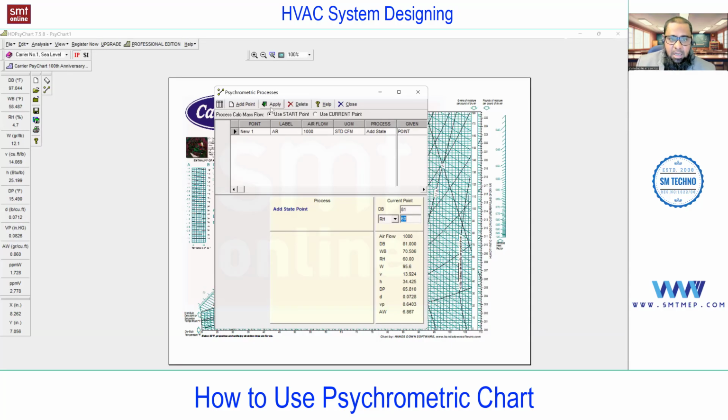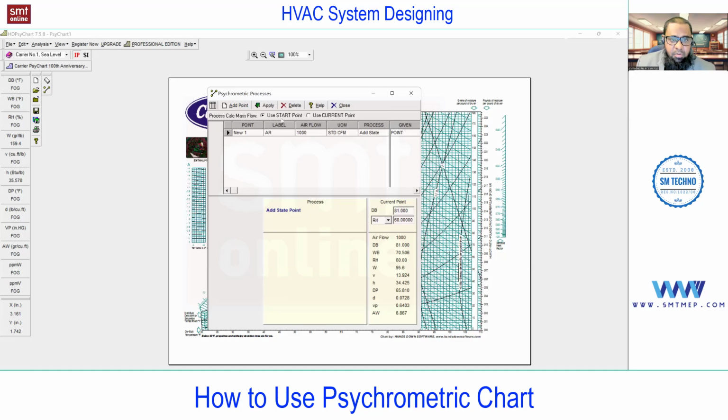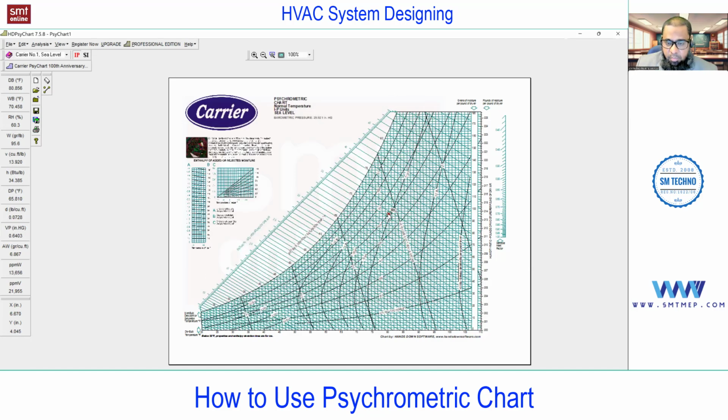And when you click apply, close, you can notice the point here. It's a new one; I have not renamed it, that's the reason. So you can rename also. I'm going to name this, say, room condition. You'll get the point here and you'll get all the properties. Very simple. No need to verify from the chart directly. You can click here and you'll get all these parameters.